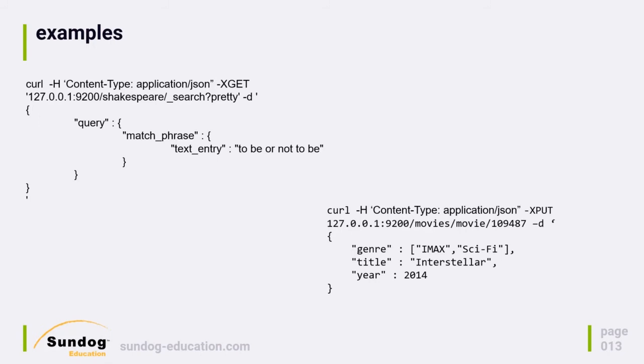Another example here, we're going to be inserting data. So in this one we're using a PUT verb, again to 127.0.0.1 on port 9200. This time we're talking to an index called movies and a data type called movie, and it's using a unique identifier for this new entry called 109487. And under movie ID 109487, we're including the following information in the message body. The genre is actually a list of genres, and in JSON that will be a comma delimited list of stuff that's enclosed in square brackets. So this particular movie is in both the IMAX and sci-fi categories. Its title is Interstellar, and it came out in the year 2014. So that's what some real HTTP requests look like when you're dealing with Elasticsearch.